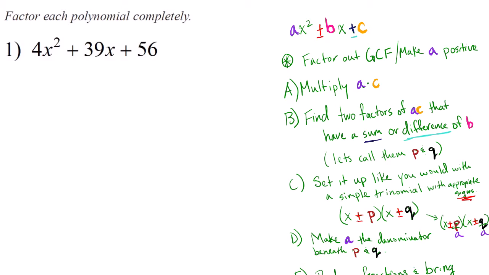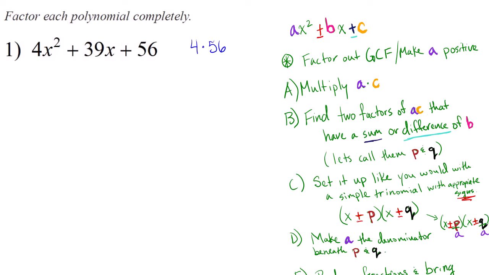All right, so the first thing is we're going to multiply a by c. In other words, we multiply the first term, the leading coefficient, the one with the x squared, by the last term, which is the term that usually doesn't have a variable. But remember, there are times when it has a squared variable, and so sometimes you have two variables. But anyway, basically multiply the first term by the last term. So let's do that with number 1. I'm going to multiply 4 times 56.